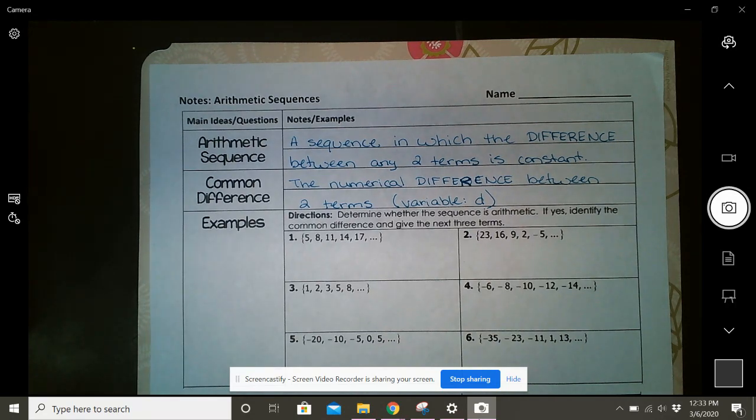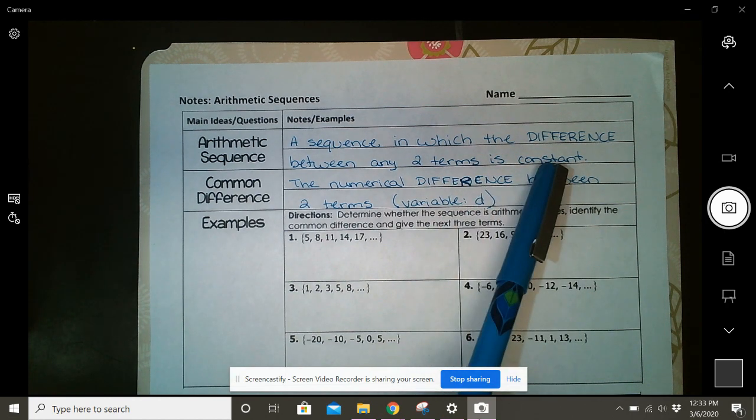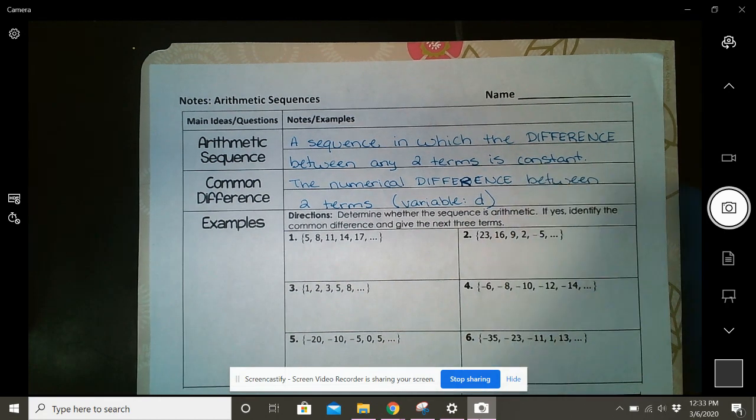Our directions say, determine whether the sequence is arithmetic. Okay, so to do that, we have to find out, is there a common difference? If yes, we must identify the common difference and build the next three terms of the sequence. So let's take a look.